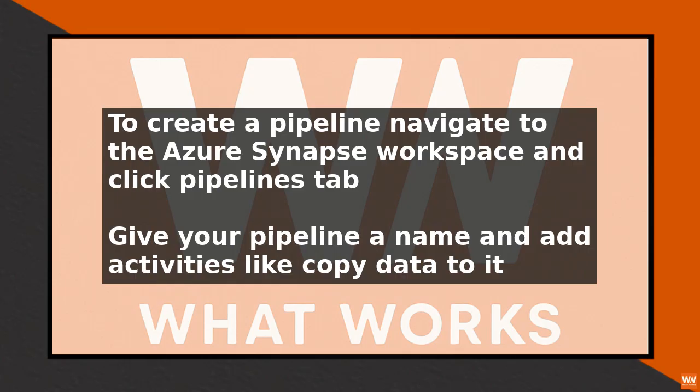Click on the New Pipeline button to create a new pipeline. Give your pipeline a name and add activities to it. For example, you can add a copy data activity to copy data from a source to a sink.